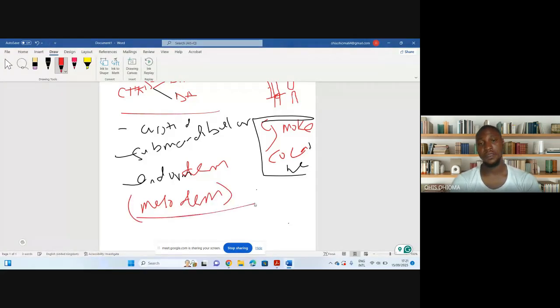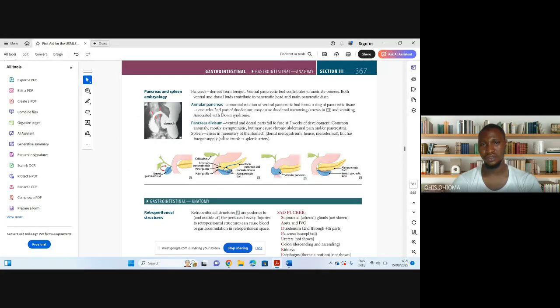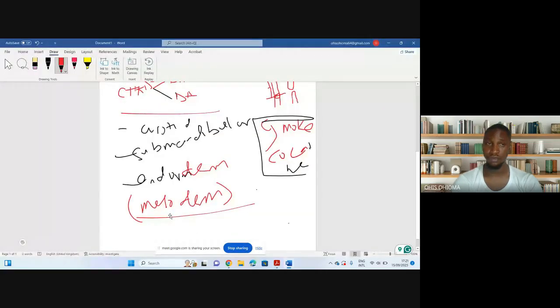Right? I think it should be the dorsal. Yeah, it's supposed to be the dorsal. So it comes from the dorsal. It's very important: it comes from the dorsal mesoderm. That's high yield. Dorsal mesoderm. The pancreas comes from the endoderm.